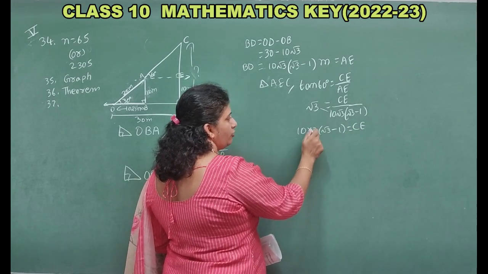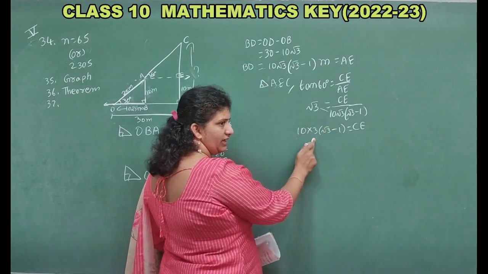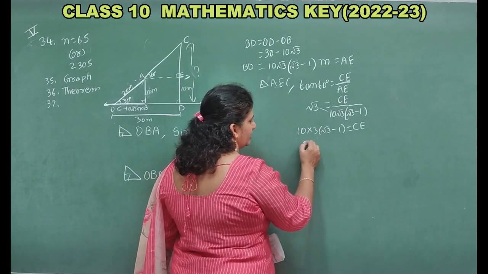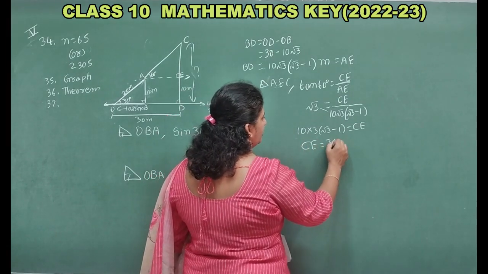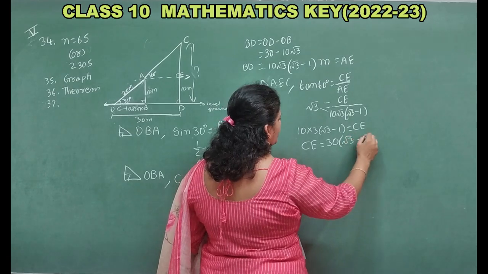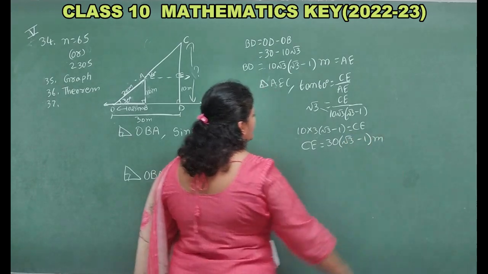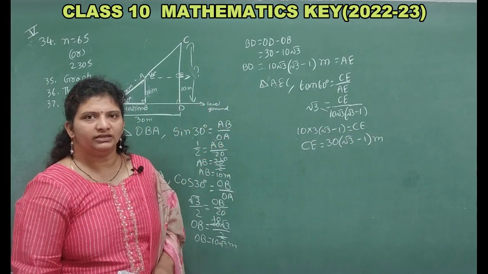10 3s are, how do I get 3? Root 3 into root 3 is 3. 10 3s are 30. Therefore, what is CE? 30 into root 3 minus 1 meters. Is the problem completed? No.